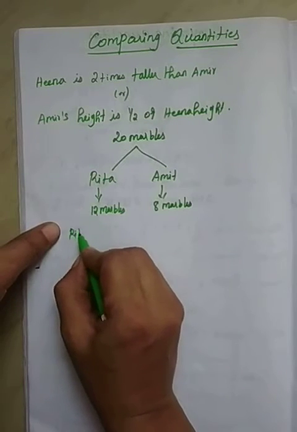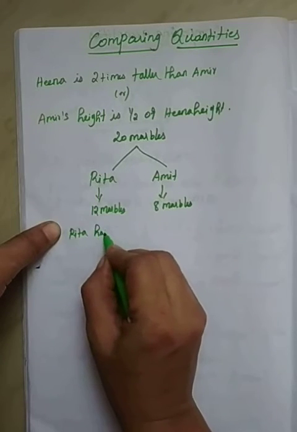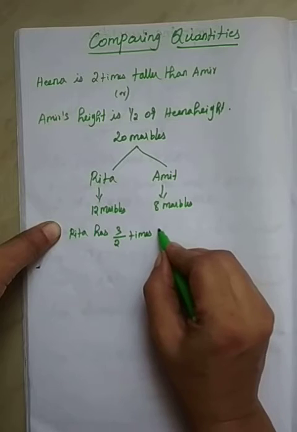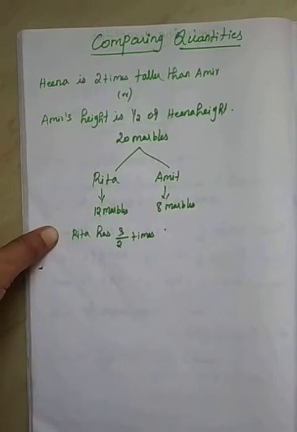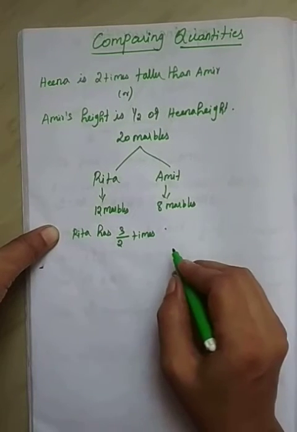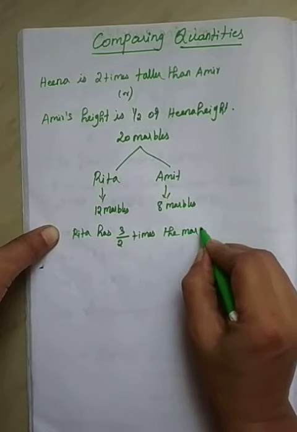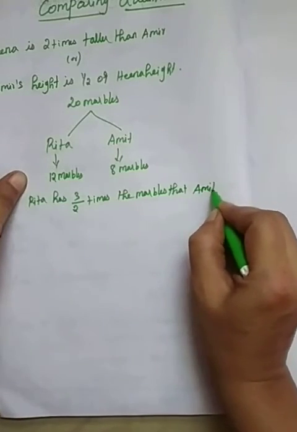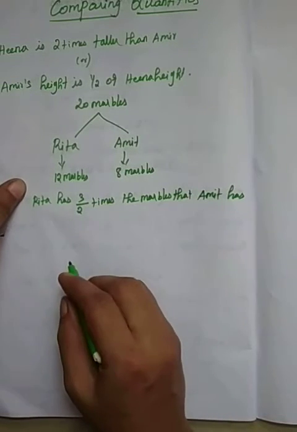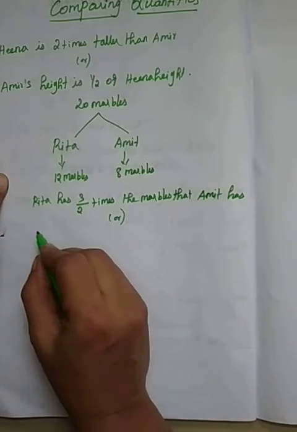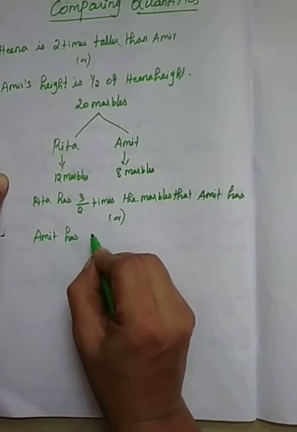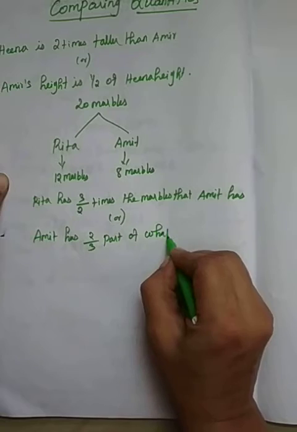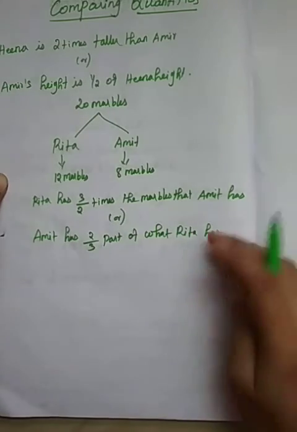We have to say that Rita has 3/2 times the marbles that Amit has, or otherwise we have to see Amit has 2/3 part of what Rita has, right? Do you able to understand?